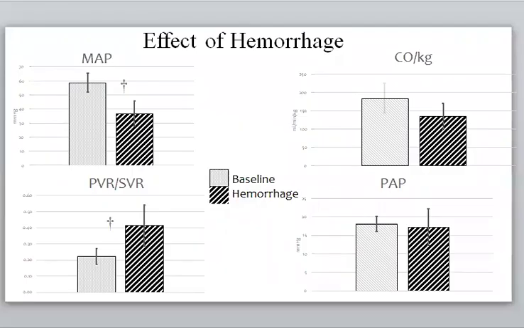Our hemorrhage model induced significant hypotension and decrease in cardiac output. MAPs fell a significant 38% on average. Cardiac output also decreased by 27% post-hemorrhage. We saw an increase in the ratio of the pulmonary vascular resistance compared to the systemic resistance, a marker of pulmonary dysfunction and hypertension, while pulmonary artery pressure remained the same, showing that this change was not due to heart failure.